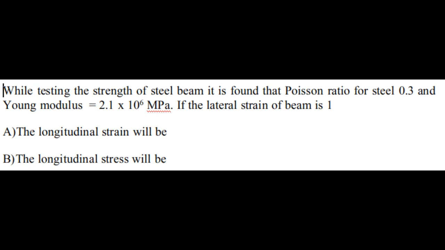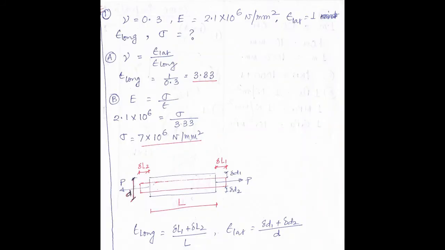Let us see a past year GATE question paper. While testing the strength of a steel beam, it is found that Poisson's ratio for steel is 0.3 and Young's modulus is 2.1 into 10 raised to 6 MPa, megapascal. If the lateral strain of the beam is 1, find number 1, the longitudinal strain, and number 2, the longitudinal stress. Let us solve the problem.